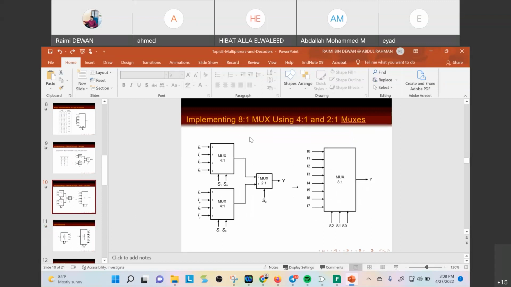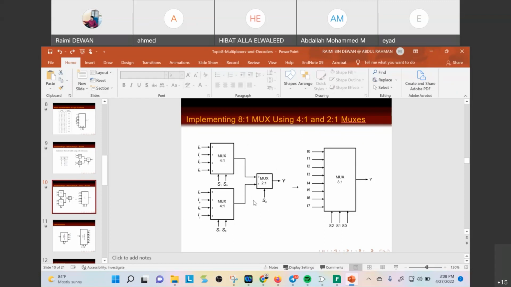So this one is implementing 8 to 1 mux using 4 to 1 and 2 to 1 muxes. Implementing 8 to 1 mux means you have 8 inputs, I0 until I7, and then you have 1 output. Because it is 8 inputs, 2 to the power of 3 equals 8, so you will have 3 data selectors, S2, S1 and S0.